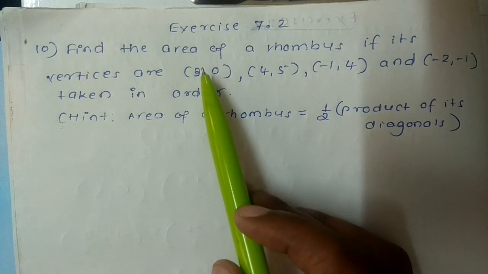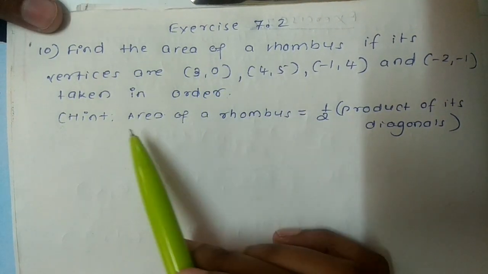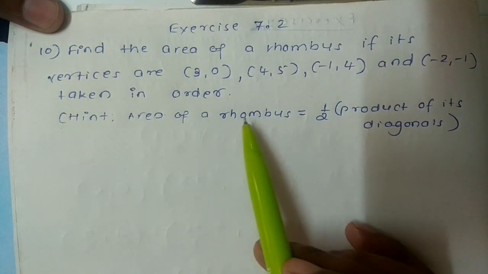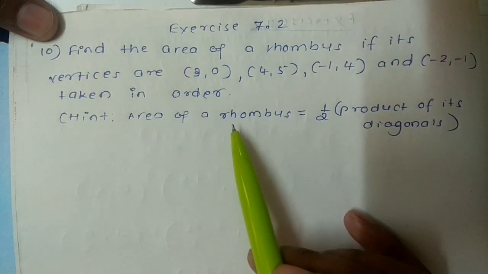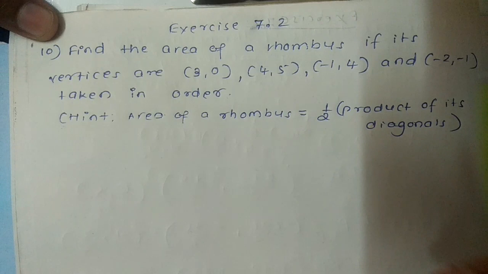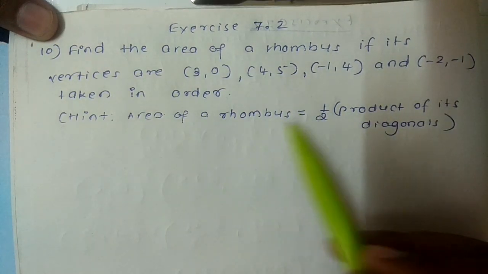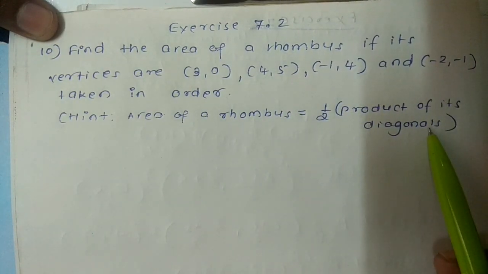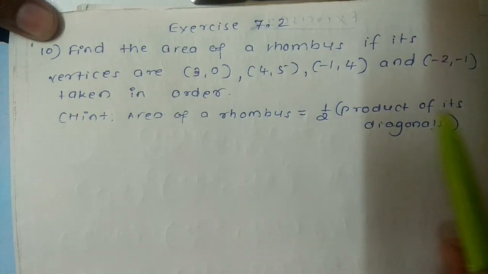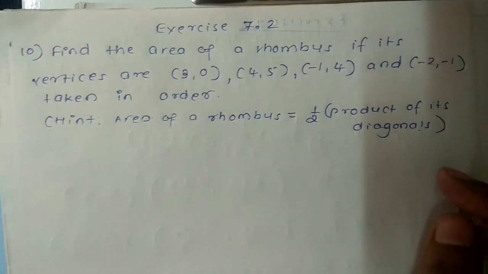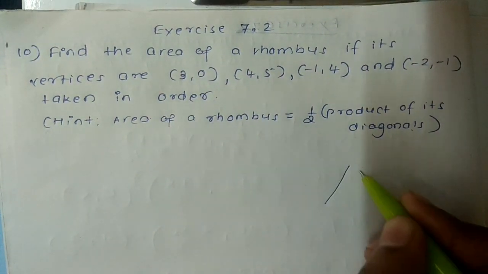As we know the formula of the rhombus, if you don't know, they have given the hint. But they will not always give the hint, so you must remember the formula for the area of a rhombus. So what is the formula? Half the product of its diagonals. Half is a constant, so to find the product, we must know the lengths of the diagonals. First of all, we will draw the figure, so it will be easy to understand.